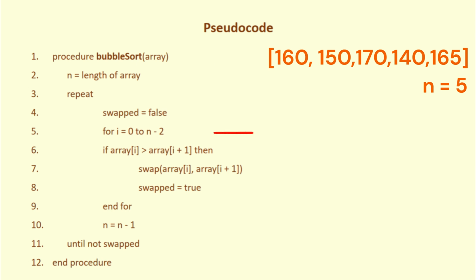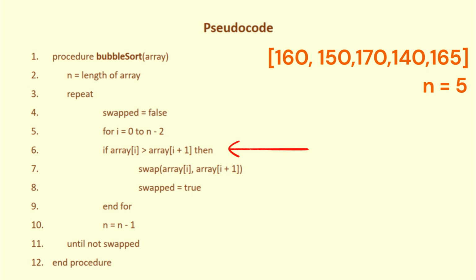Step 5, go through the array. Now, we have for i equals 0 to n minus 2. This line means we are going to look at each element in the list from the start to the second to last element. We stop at n minus 2 because we're always comparing each element to the next one. If we went all the way to the last element, there wouldn't be a next element to compare to.